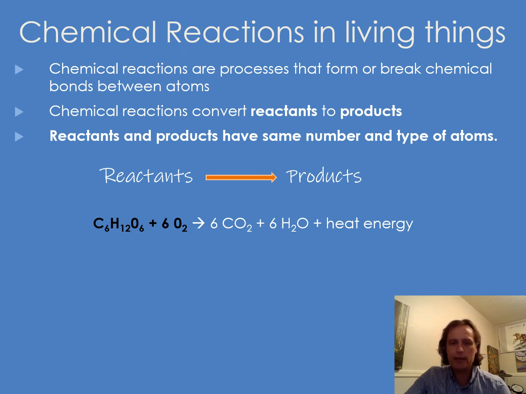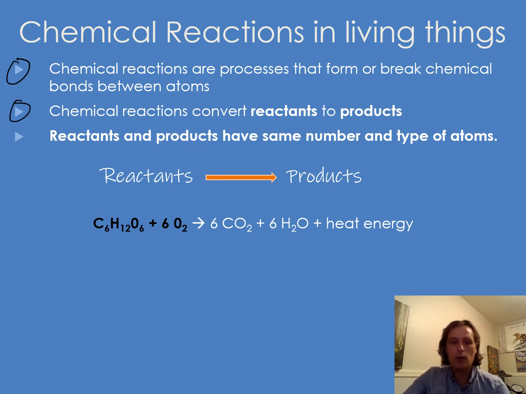So, about reactants and products, chemical reactions in living things. Chemical reactions are processes that form or break chemical bonds between atoms. So it's all about chemical bonds. Typically, we're going to be talking about covalent bonds, sometimes ionic bonds as well. Hydrogen bonds, not really at all.